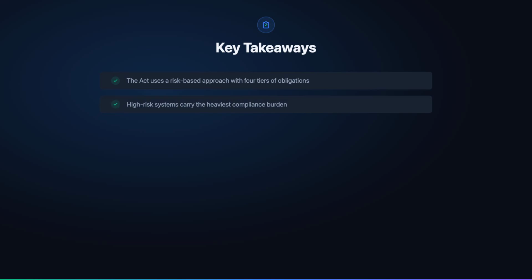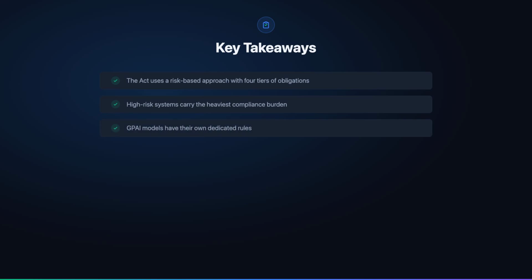Let us recap the essentials of the EU AI Act before you build your compliance plan. Understanding where your AI system sits in the risk hierarchy is the first step to understanding your obligations. If you operate in hiring, credit, education, health, or safety components, expect significant work to meet the requirements.